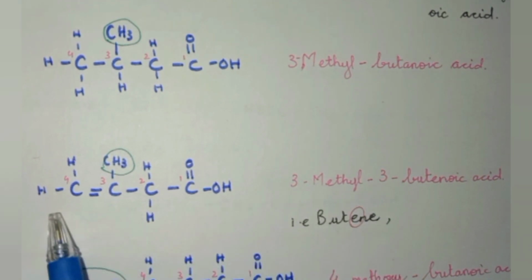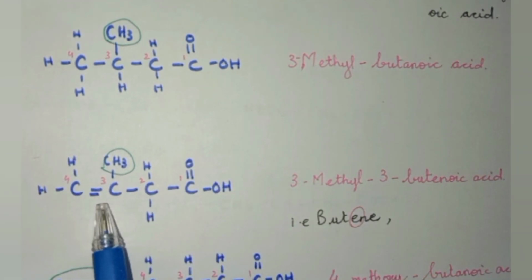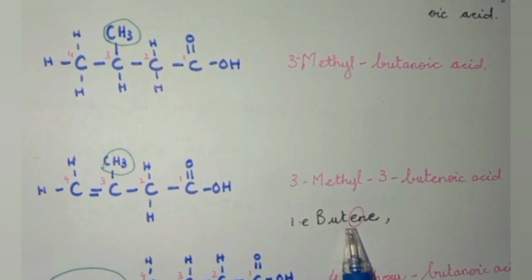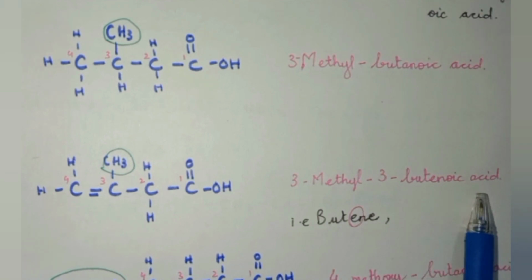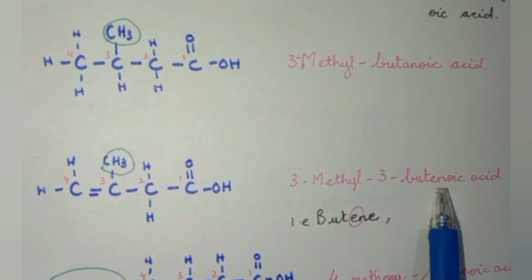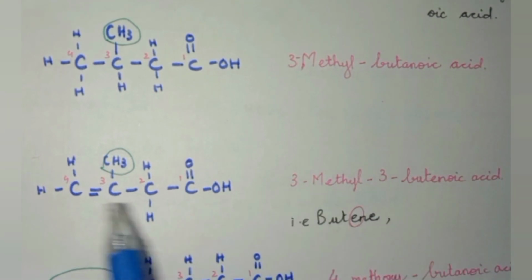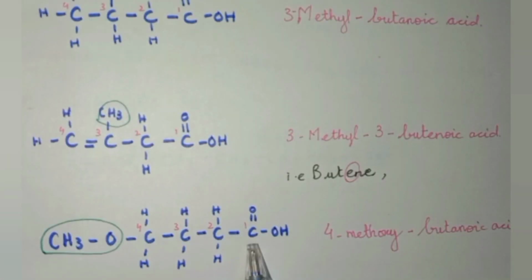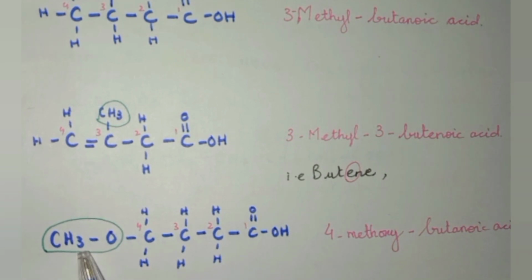But here in this case this is a butene because here is a double bond. And now here the E of the butene will be replaced by oic acid, so it will become butenoic acid instead of butanoic acid. A is replaced by E because of that double bond. Here we have 4 carbon atoms, but I have not numbered this one carbon atom because this is acting as a substituent. We don't number a substituent while numbering the long chains of carboxylic acid.